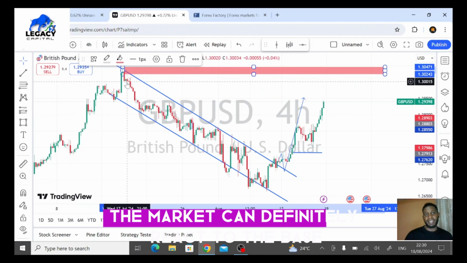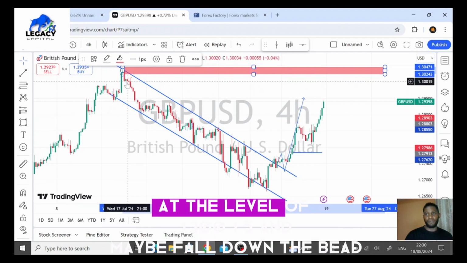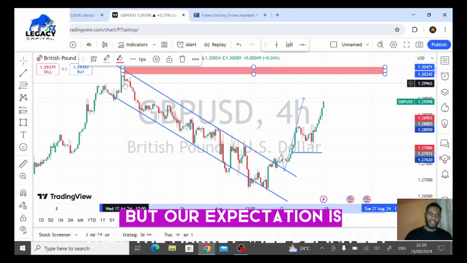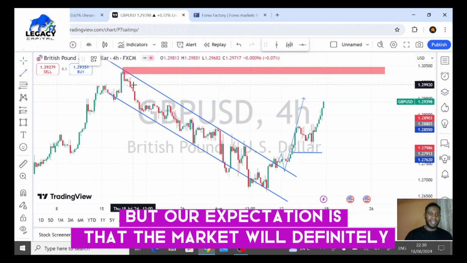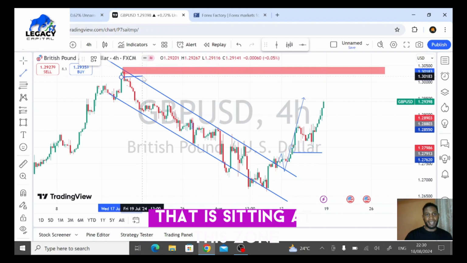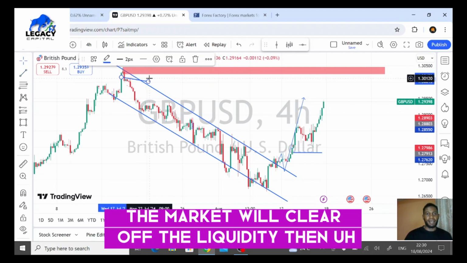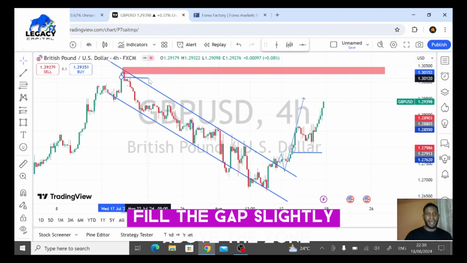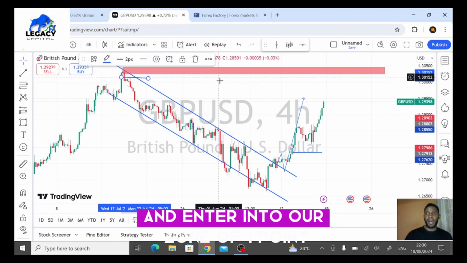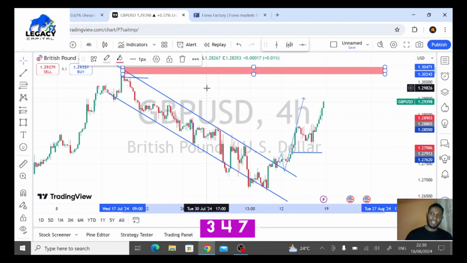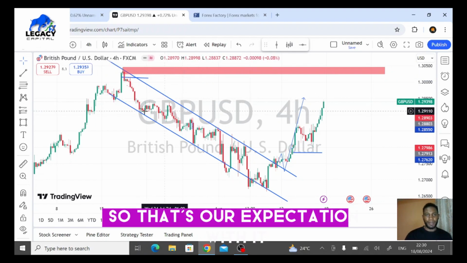Nevertheless, the market can definitely react to the base at the level of 1.30015 and maybe fall down a bit, but our expectation is that the market will definitely clear off all the liquidity that is sitting at this zone. The market will clear off the liquidity, then fill the gap slightly above the zone and enter into our zone of 1.3471. So that's our expectation with it.